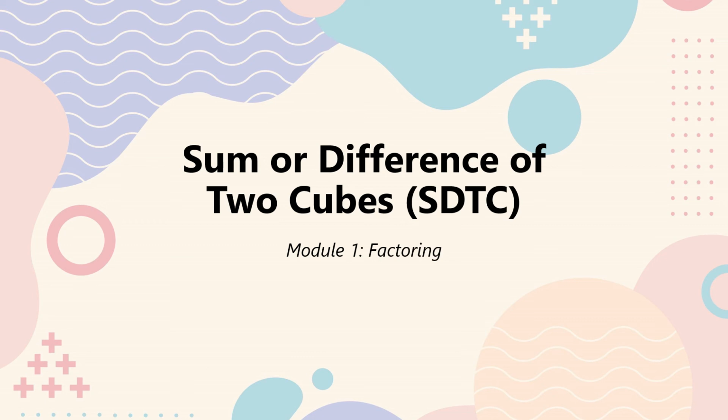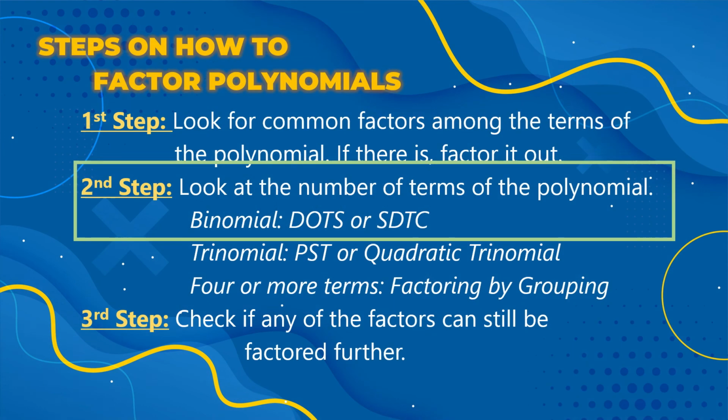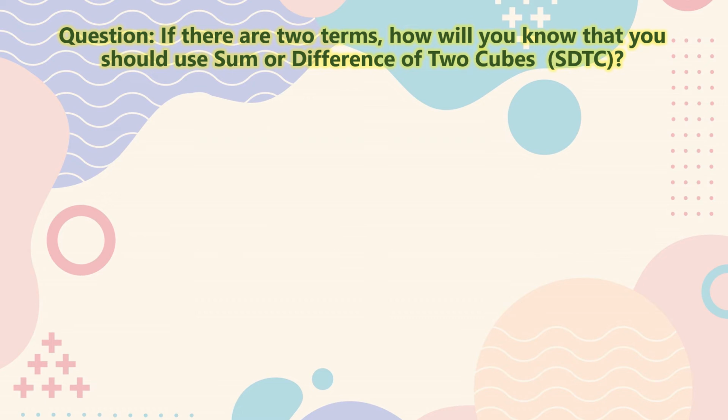Good day, everyone. We will now discuss sum or difference of two cubes, or SDTC. Based from our previous discussion, here are the steps once again on how to factor polynomials. For the second step, we will always look at the number of terms of the polynomial. If it is a binomial, you have two options, DOTS or SDTC. The question now is, how will you know that you should use sum or difference of two cubes, or SDTC?